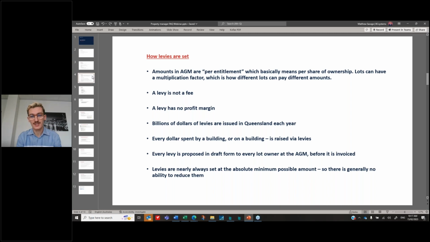If you don't vote at the AGMs, or if your owners don't vote at AGMs, they're missing that opportunity to actually participate in setting those levies. And levies are nearly always set at the absolute minimum possible amount. So there's generally no ability to reduce levies. Usually, a body corporate will raise the absolute bare minimum, and when costs go beyond what they were expecting, or a project comes in at a higher amount, that's where you get a gap in what you've brought in versus what you need to spend, and that gap is filled by special levies. Special levies just show when a body corporate didn't raise enough money in the first place and now needs to raise a special levy to catch up the difference.